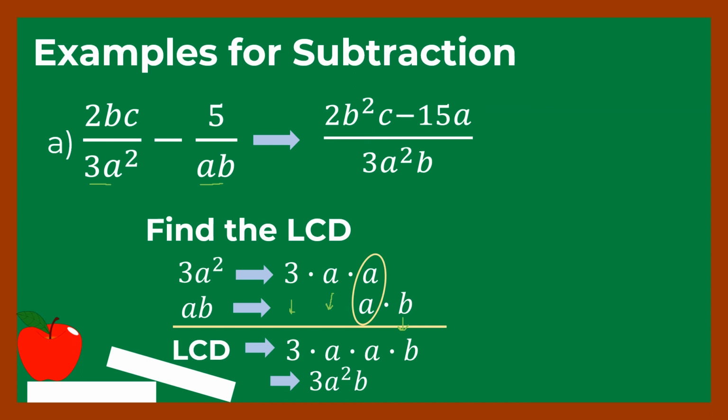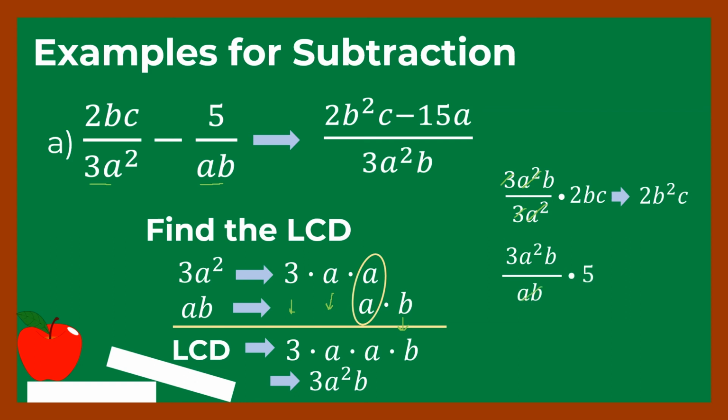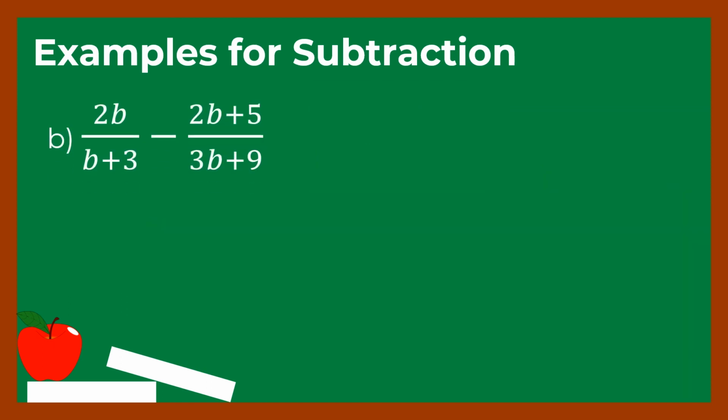So saan ko nakuha si 2b squared c at 15a? So ang ginawa ko is same lang yung ginawa natin kanina for the addition. So LCD divided by the denominator, which is 3a squared, times the numerator 2bc. So matitira is si 2b squared c. So ito yung first new numerator natin. And then yung pangalawa naman, same lang, 3a squared b divided by ab times 5 magiging 15a. Kaya meron tayong minus 15a dito. So ito na yung expression natin, 2b squared c minus 15a all over 3a squared b. And since wala na tayong ma-factor out or ma-combine na like terms, so ito na yung ating final answer. How about our example letter B?